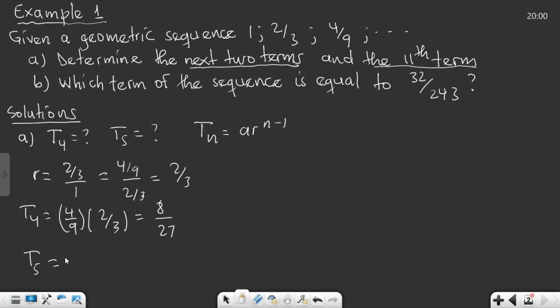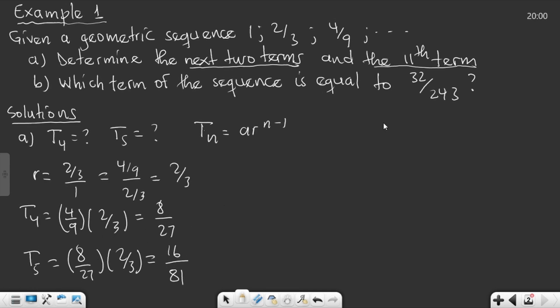And now what is T5 now? You still take the previous number, you multiply by the common ratio. Now the previous number is T4, which is 8 over 27. You multiply by the common ratio, 2 over 3. So it will give you 8 times 2, it's 16. 27 times 3, it's 81. You can see we have the next two terms, T4 and T5. We have solved for it.